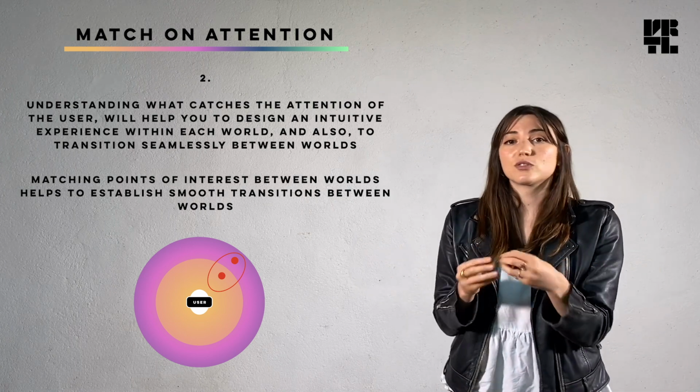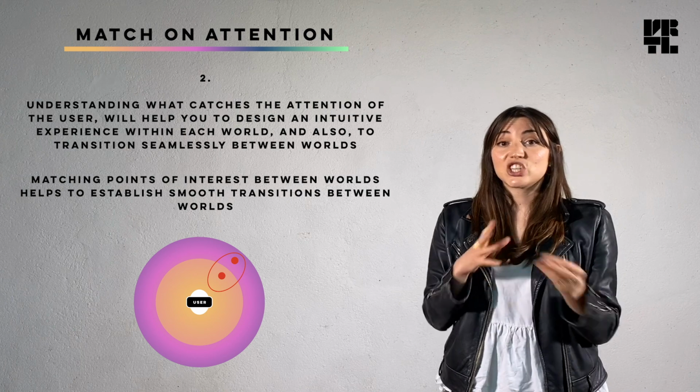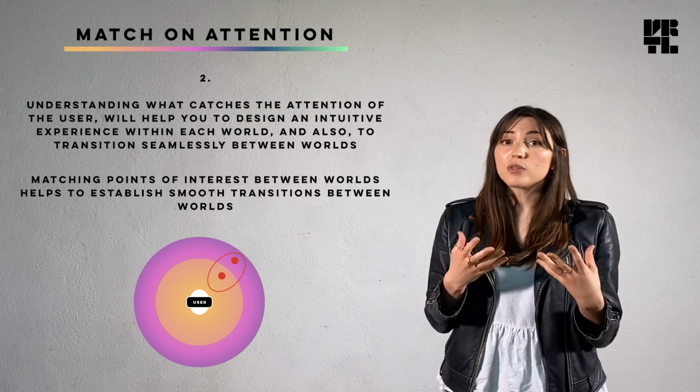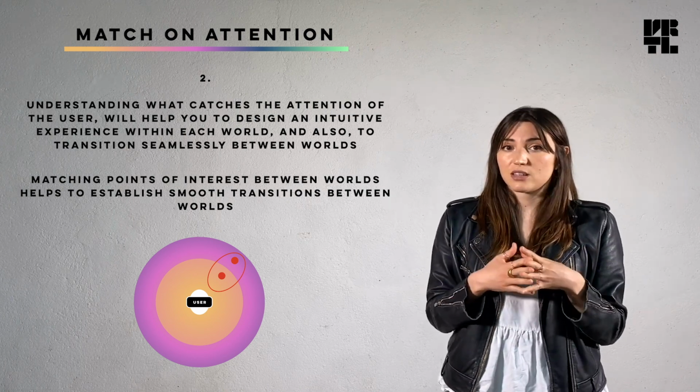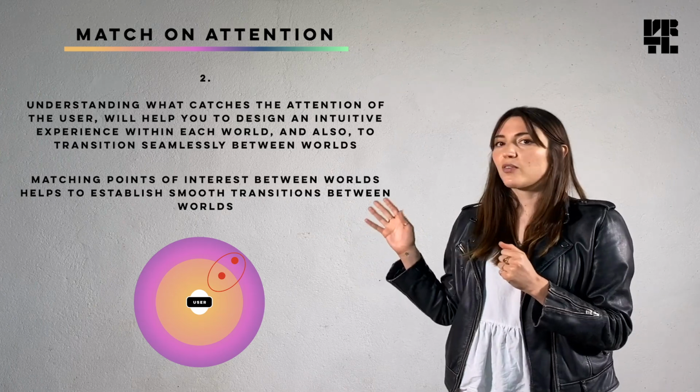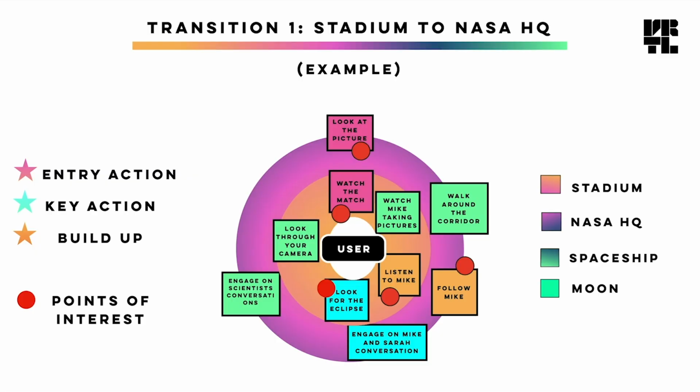This is just a tool so you can understand the shift of attention of the audience and make decisions based on that. But let's look at my example of how that will look like. So let's look at my story. And here I am looking at the first transition between the stadium to the NASA headquarters.